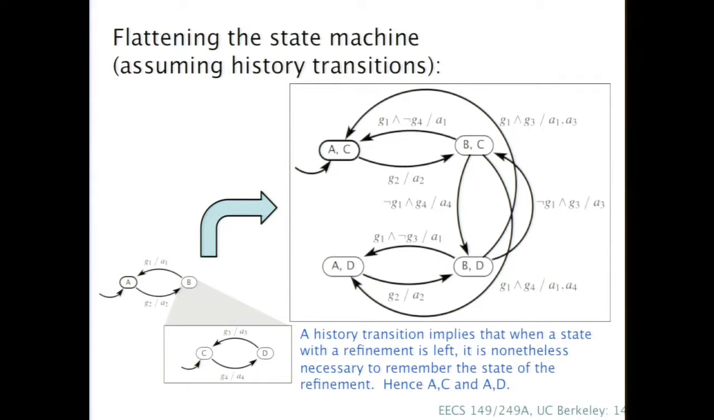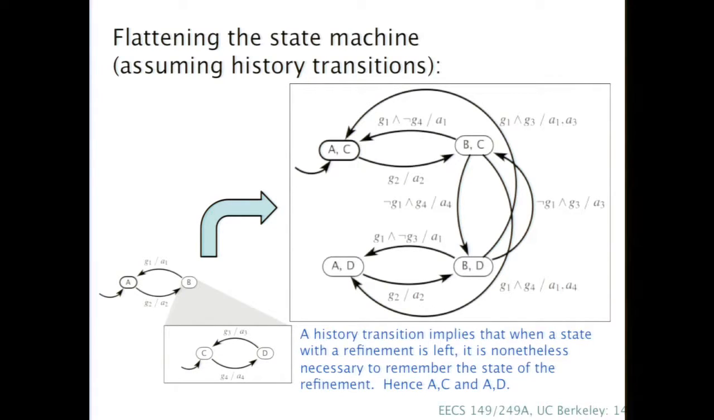So AC says I'm in A, and if I enter my refinement again in the future, I should enter at C. And this state says I'm in A, and if I enter my refinement sometime in the future, I should go to D. So that issue of remembering where you need to pick up where you left off has to be captured in the state machine because it is state information.